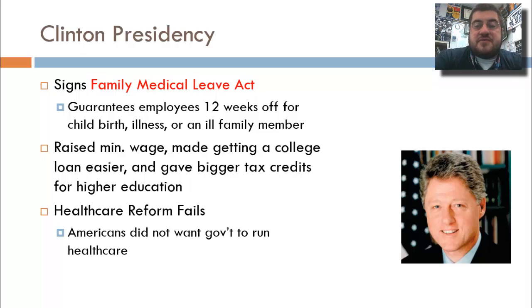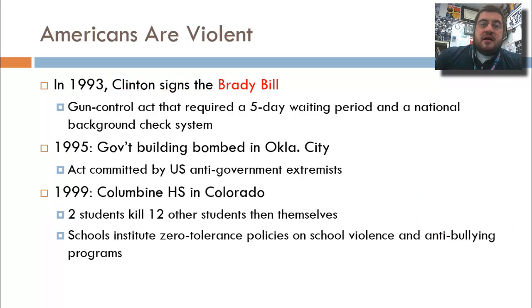And he also tried to reform the health care system, but he could not, because Americans did not want their government to run health care. And we have to wait until our next Democratic president, Obama, for any health care reform to finally get passed. And he does that in 2010. In 1993, Clinton also signs the Brady Bill, which is a very wide-reaching gun control act that requires a waiting period, and it institutes a national background check system.